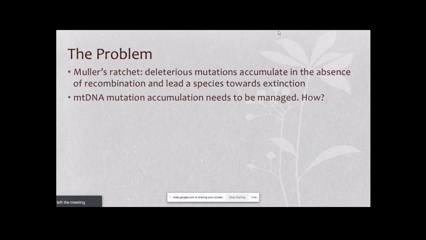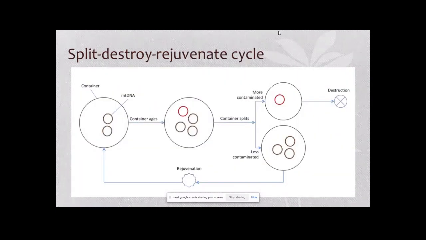So in mitochondria also, those mutations of mitochondrial DNA need to be managed. The question is, how do we manage mitochondrial DNA mutation accumulation, or how does nature manage it? So here is a scheme of things that I have proposed. This has been published in my paper in Biosystems last year. So what I call is pretty much nature's mechanism of management of mutation in mitochondrial DNA. And I've given this a name: split, destroy, rejuvenate cycle.